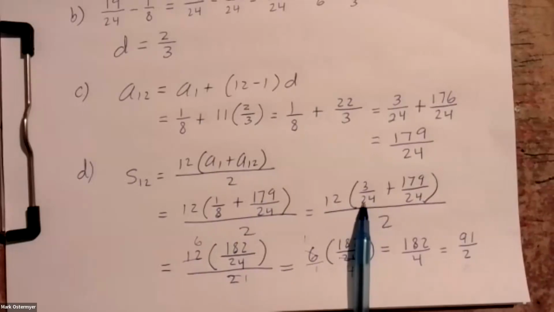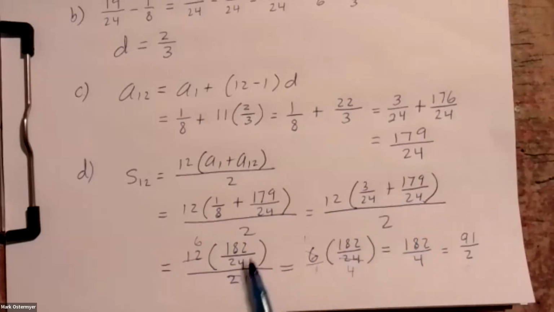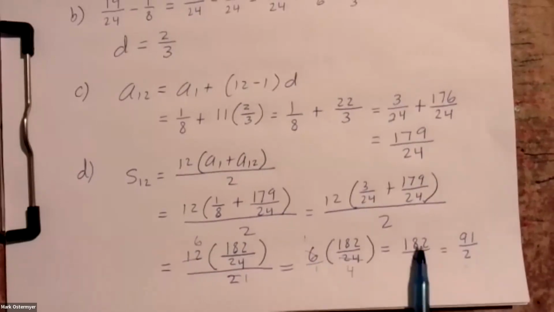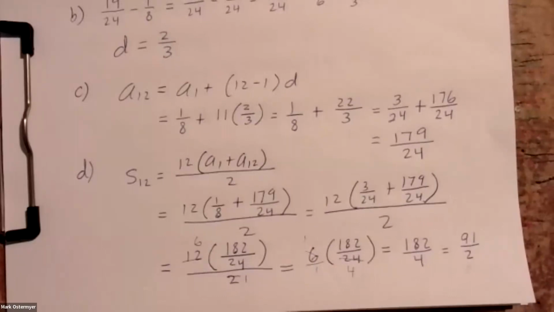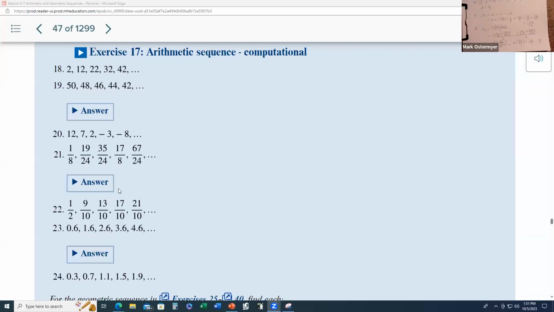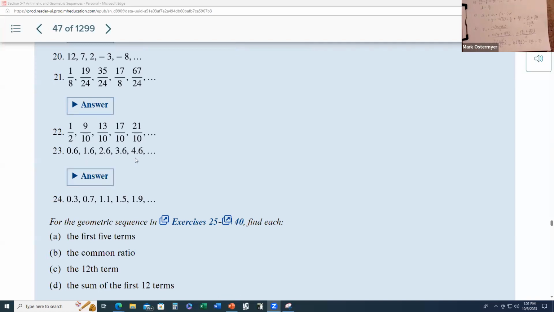Common denominator 24, the equivalent fraction of 1/8 would be 3/24. Then you can add the numerators. I reduced the 12 with the 2 down to 6. And then I cross reduced the 6 and the 24, to 1 and 4. Then I reduced by 2 down to 91/2. All right, so that's working with these formulas with arithmetic sequences. Sometimes you have messy arithmetic or geometric sequences. You may not always have nice integers. Sometimes you can have decimals or fractions for the terms.